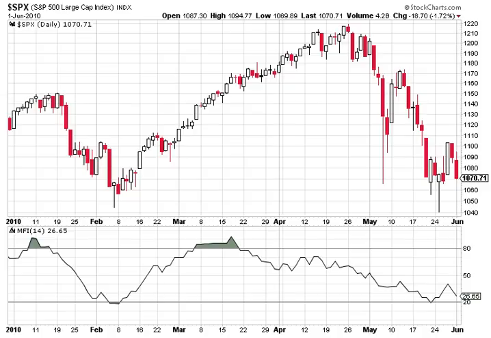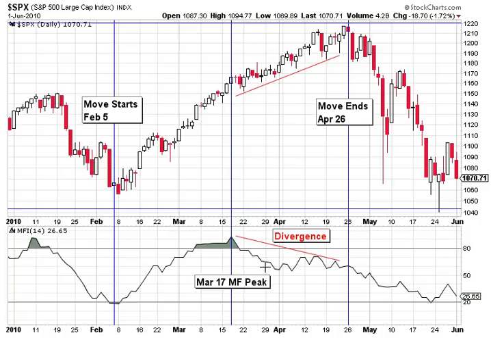So it's been my experience that sometimes the money flow index will peak right in the middle of a strong move and start to pull back while the price continues its trend. So for example, you'll notice that earlier this year the money flow peaked on March the 17th and then started to decline while price continued to rise. This is divergence.